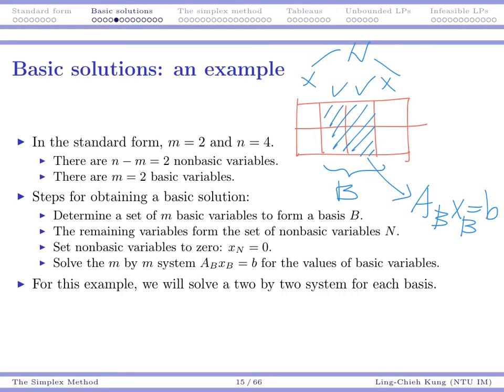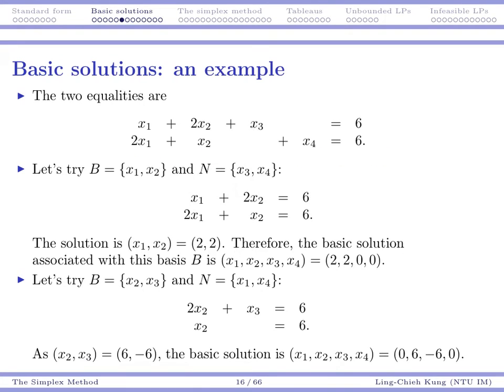An n by n linear system can be solved with Gauss-Jordan elimination, and then we know whether it has a solution or no solution. For this particular example, we should solve a 2 by 2 system, just like this. So we have 2 equalities here. Suppose we choose x1 and x2 as our basic variables. Then we would remove x3 and x4 because we set them to 0. Then we want to solve the remaining linear system. Immediately you get a solution of 2, 2, which means we have a basic solution associated with this basis: 2, 2, 0, 0.